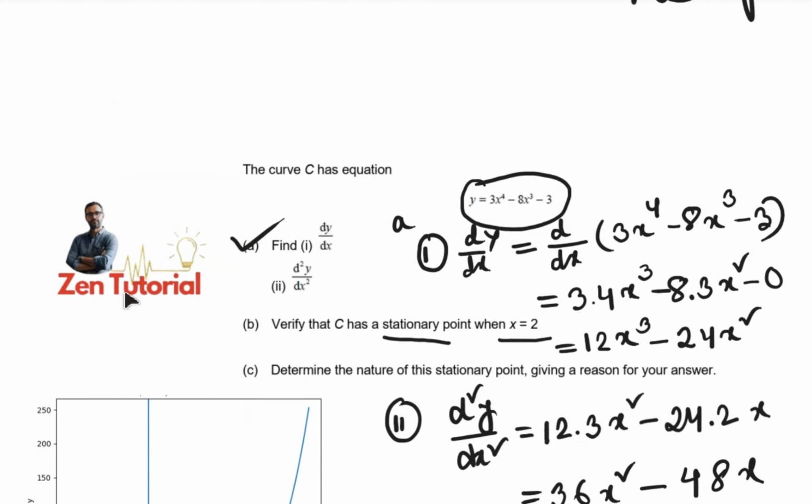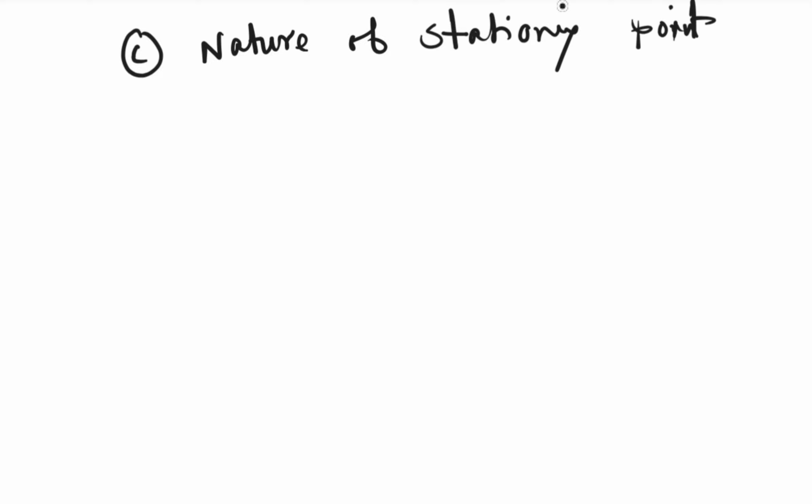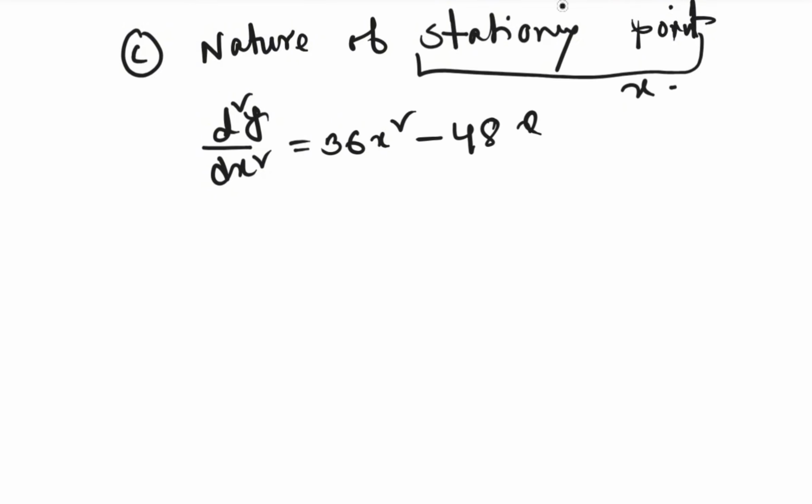Now time to solve the problem of C. Determine the nature of the stationary point and give the reason why the stationary point has this type of nature. So number C is the nature of the stationary point. So indeed we have to have the value of the second order differentiation, so d square y over dx square is equal to 36x squared minus 48x. At what point? Of course x is equal to 2.